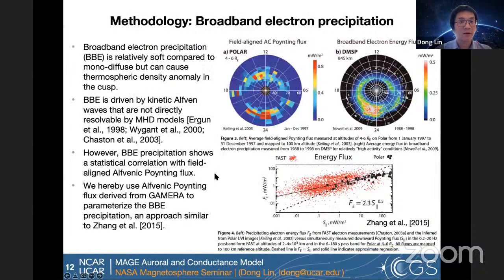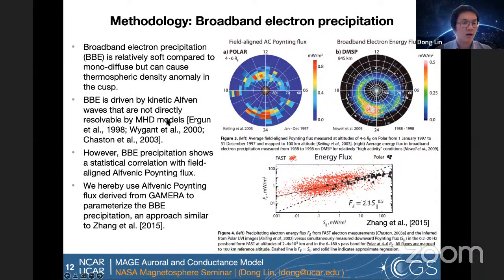Last piece is about the broadband electron precipitation. Physically, we know the so-called BBE. First of all, they are relatively soft compared to the monodiffuse we just talked about, but they are also important in the coupled MIT system, such as impacts on the atmospheric density anomaly in the Cusp region.